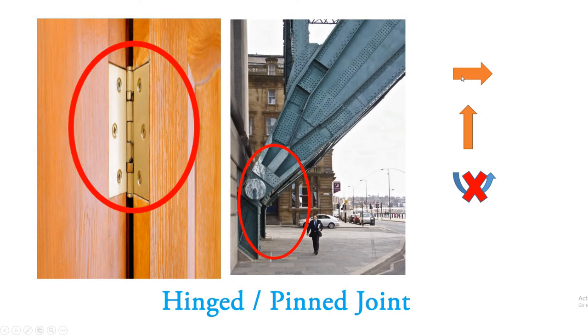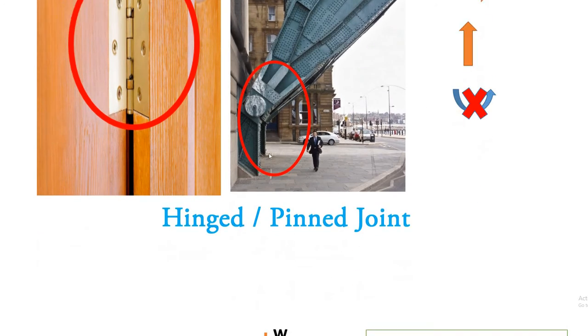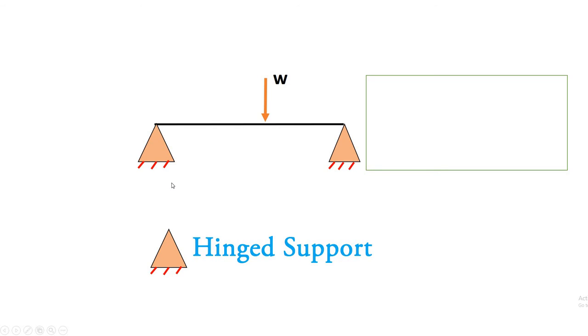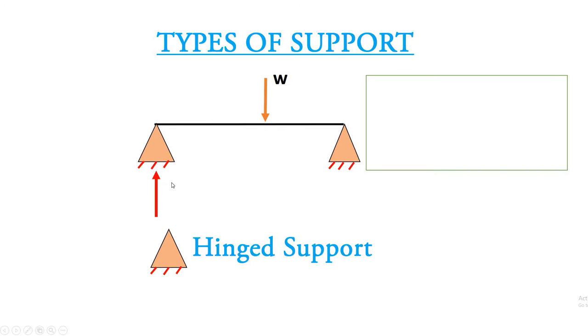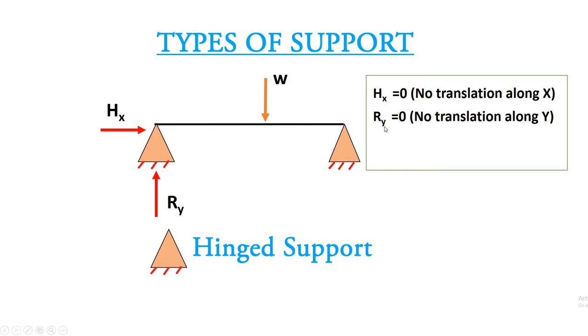Right. So for hinge support we have how many reactions? For hinge support we have two reactions. One is vertical and another one is horizontal, and rotation is allowed. Right. So no translation along x, no translation along y, and rotation is allowed. Right. Now this one is hinge support. Okay, this is the notation of hinge support.